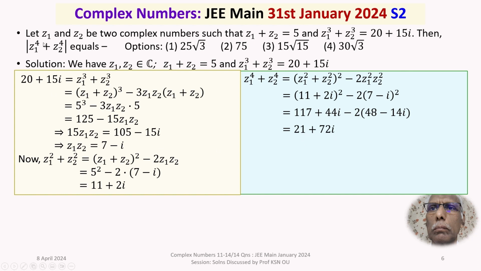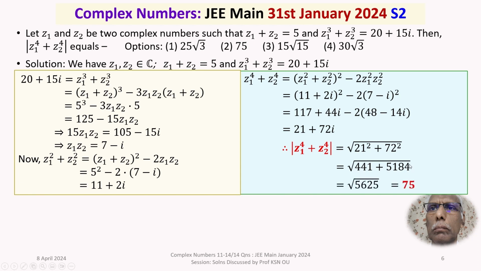So what do we want? The modulus of Z1 to the power of 4 plus Z2 to the power of 4 we want. So the modulus of 21 plus 72i, that is under the square root of 21 square plus 72 square, that is under the square root of 441 plus 72 square, which is 5184, that is under the square root of, on addition you will get 5625. It is a perfect square and it is 75 square. Therefore under the square root of 5625 is 75.